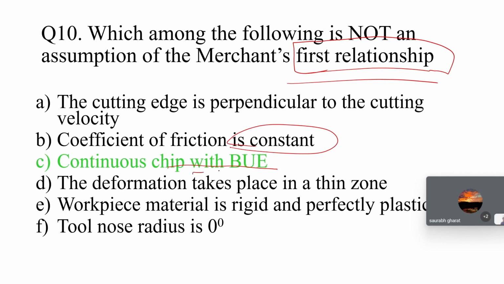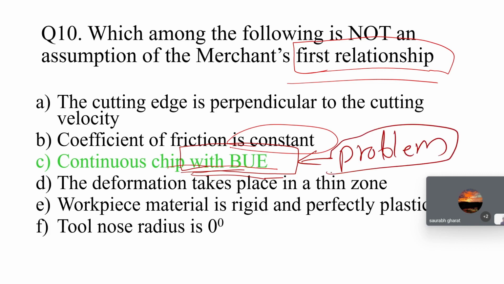Built-up edge is always a problem for us. It is always a clue that the built-up edge deteriorates our surface finish, so it is always a problem. So this can't be an assumption. Then deformation takes place again. This is because it is also called the thin zone model.